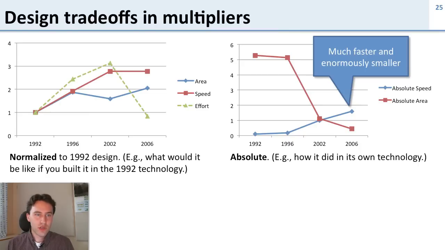Now look at the effort. So the effort is how complex a design we're using. You can see that from 1992 up through 2002, the designs got more and more complex, but then something happened. In 2006, the design complexity went way down. That was people deciding it was more important to make a simple multiplier than it was to make one that was more efficient in area or faster in speed. And in fact, the area went up a little bit when they made it easier to build.